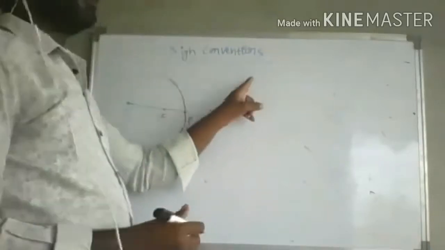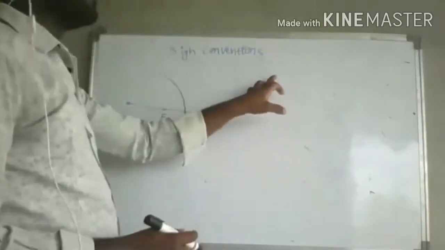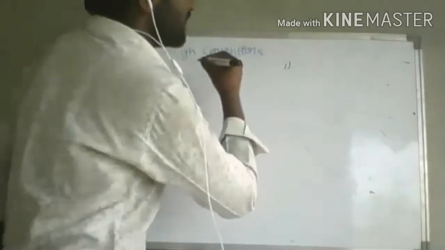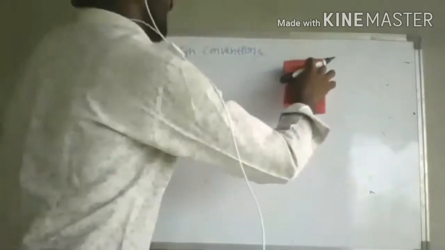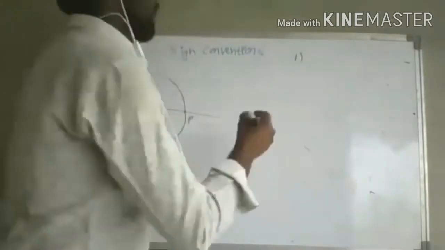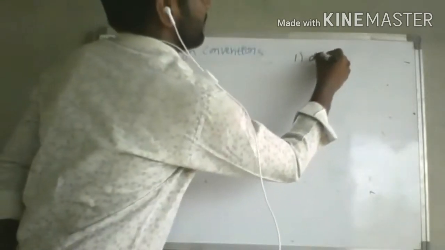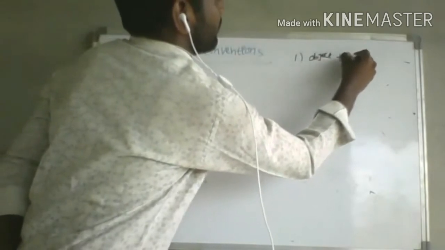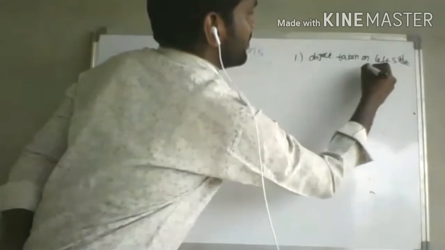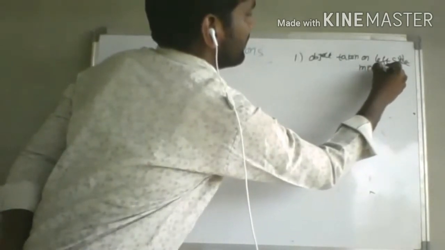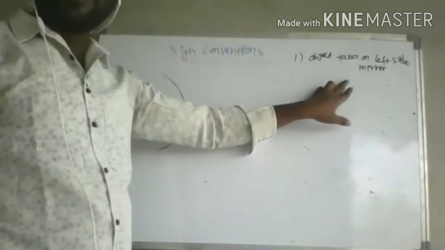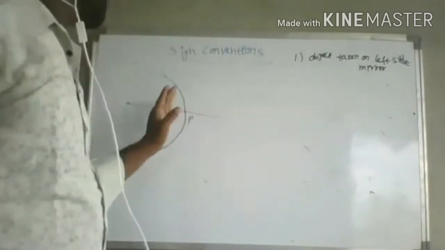All, I will explain the points wise, and then I will show those points on this diagram. So first one, what is the first point? Object is always taken on the left side of the mirror. Always you need to take the object on the left side of the mirror.